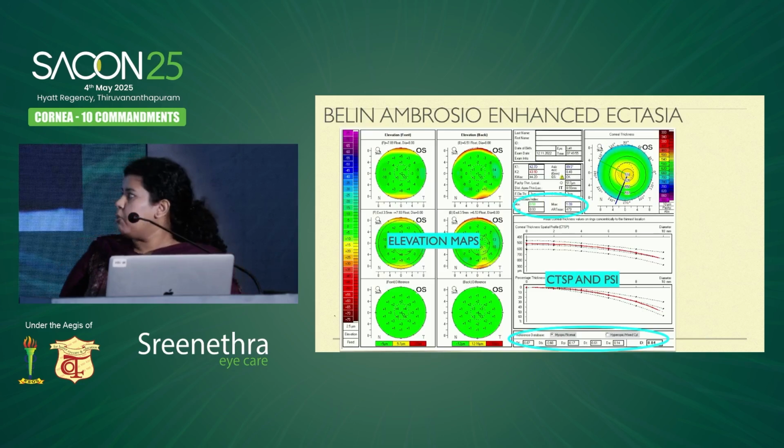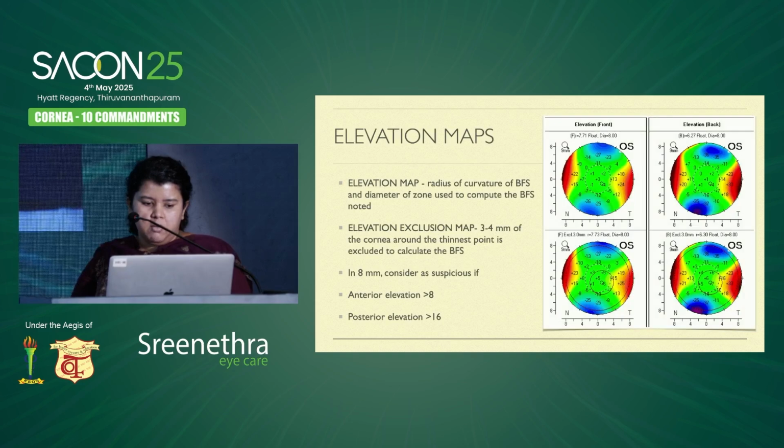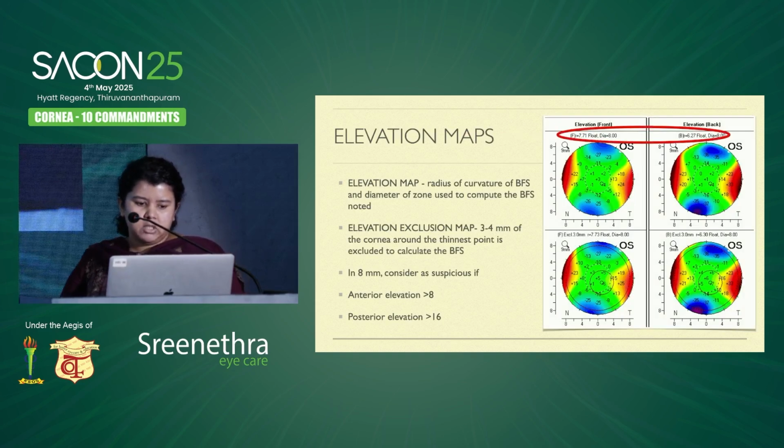Next, we go on to the Belin-Ambrosio enhanced ectasia maps. The left side shows the ectasia maps, and on the right we have the progression index, the CTSP, and the PSI mapping. With the elevation map, the radius of curvature of the best fit sphere and the diameter zone which is used to compute the best fit sphere is noted. In the elevation exclusion map, the central 3 to 4 millimeter area of the cornea around the thinnest point is excluded to calculate the best fit sphere.